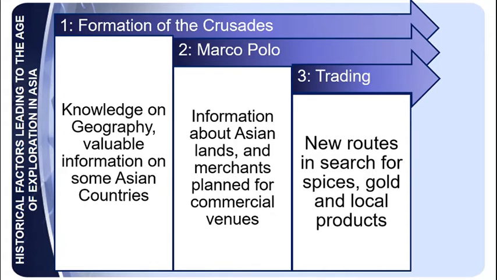And the last is when Marco Polo went back to Europe, he made his story available to the people, and the Europeans imagined, or thought, that perhaps they could also go to Asia, encounter these people, and trade products with them. And also, the third one is trading, wherein new routes in search of spices and local products were in demand in Europe at that time.